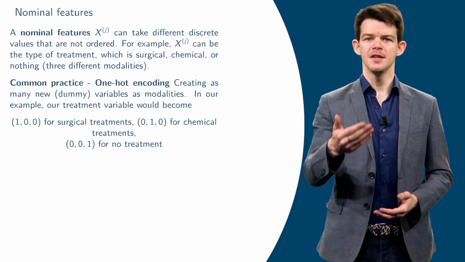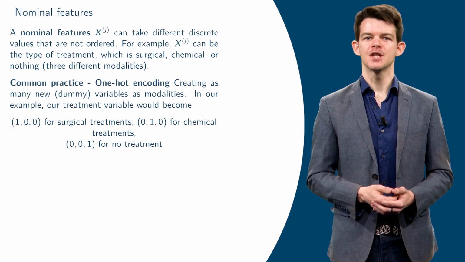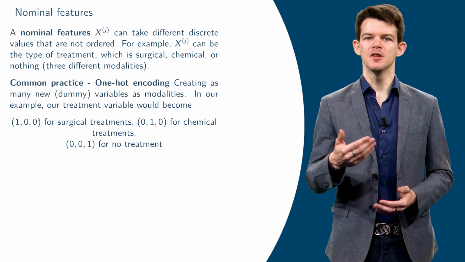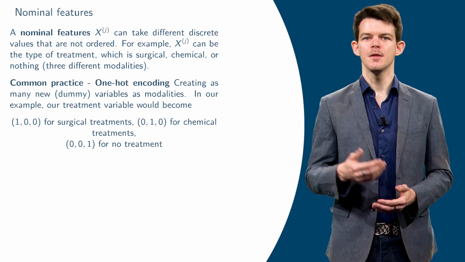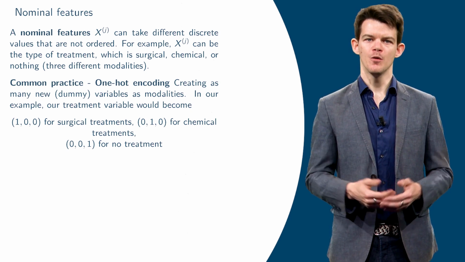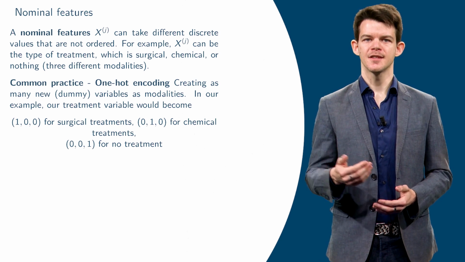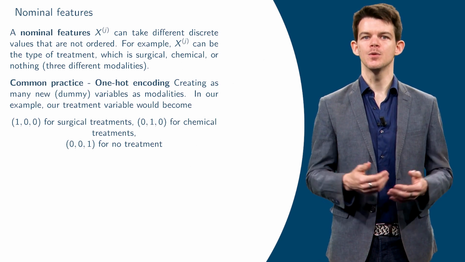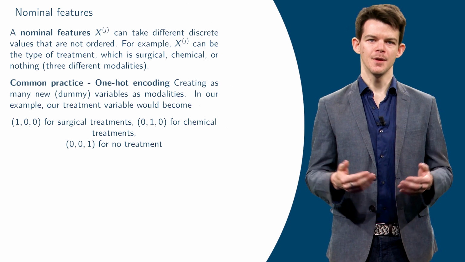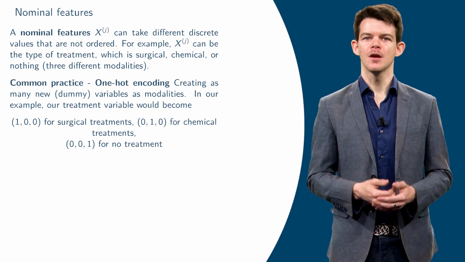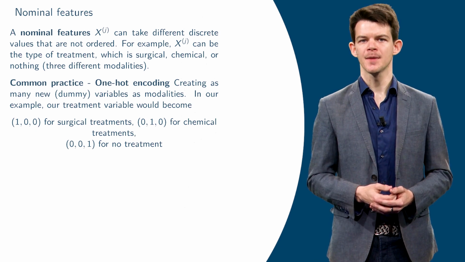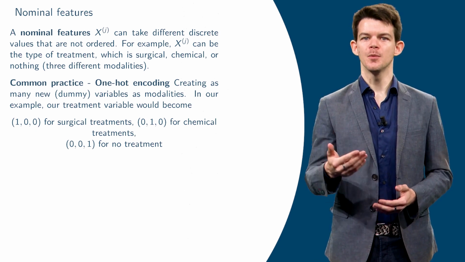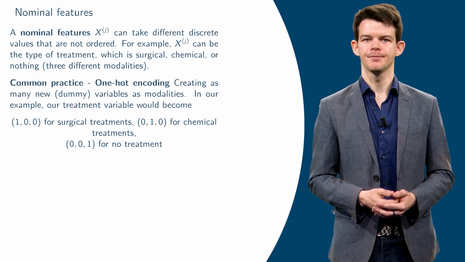In our example, the initial variable type of treatment, which can take three different modalities, would be split into three new binary variables. The first one coding for the surgical treatment, the second for drug treatment, and the third for no treatment. A value of 100 for this set of three variables then corresponds to surgical treatment. The name one-hot comes from the fact that only one of the components is equal to 1, the other equal to 0, the component in question corresponding to the modality taken by the variable.